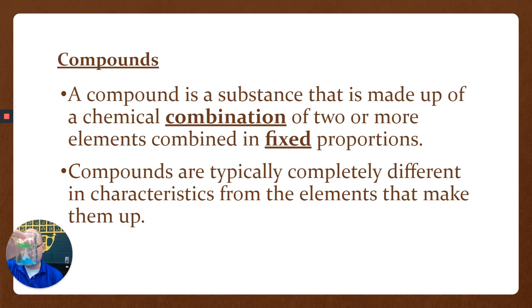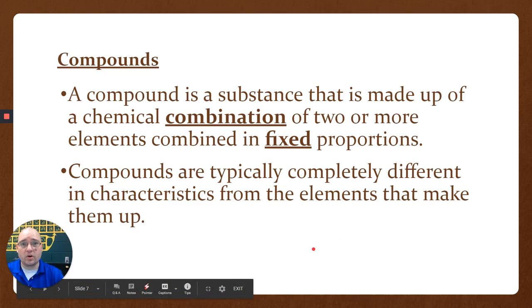So this is copper chloride. It's made up of copper and chlorine. You guys have all seen copper in pennies. It's that nice little reddish brown metal, and chlorine is a greenish yellow gas. So you put them together chemically and they have completely different characteristics.